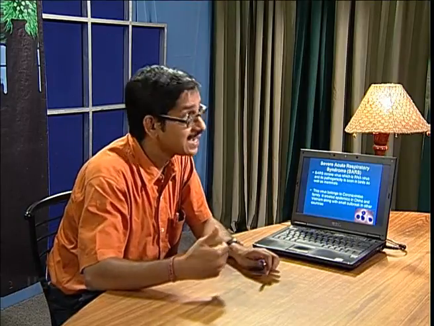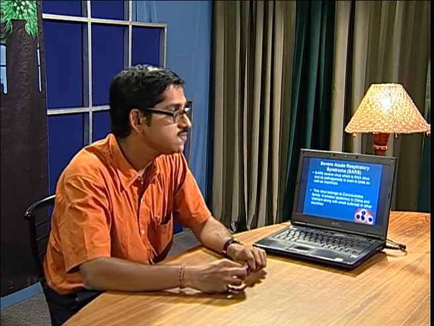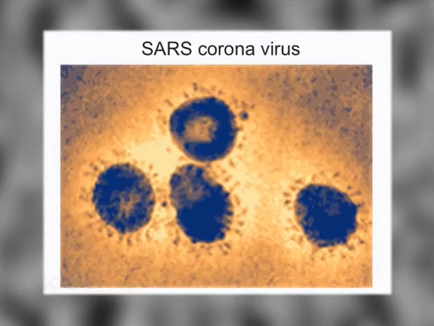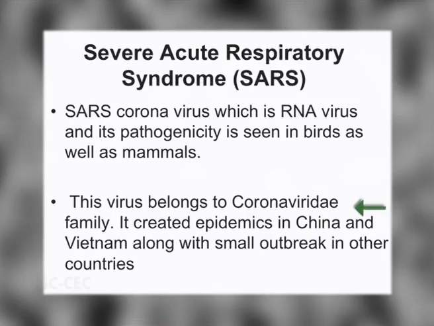Now we come to another important disease, which is severe acute respiratory syndrome, or SARS, and we all have heard of this. It's caused by a coronavirus, which is an RNA virus, and this is first present in birds as well as in mammals. This can also be present in human beings. And if you look at the figure, this is a stained specimen where we see the viruses, and it can get attached to the host cell surface and infect it. The virus belongs to the Coronaviridae family, and it created epidemics in China and Vietnam and a small outbreak in other countries a few years back.